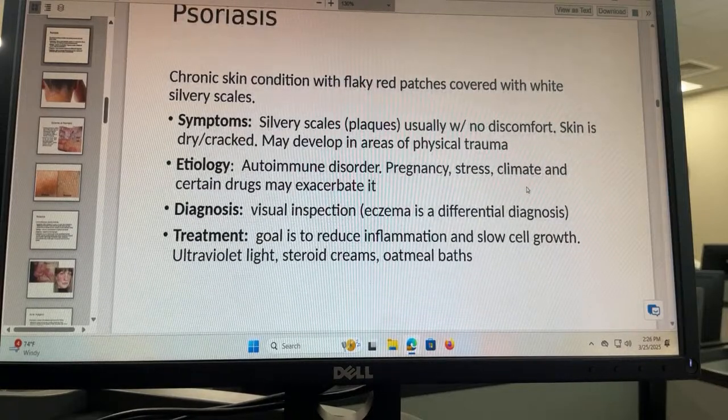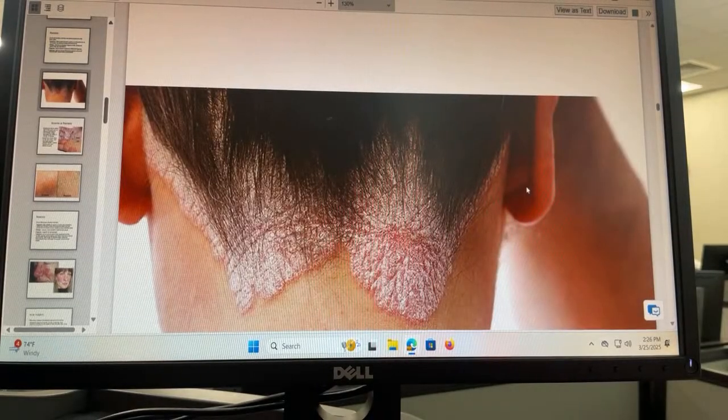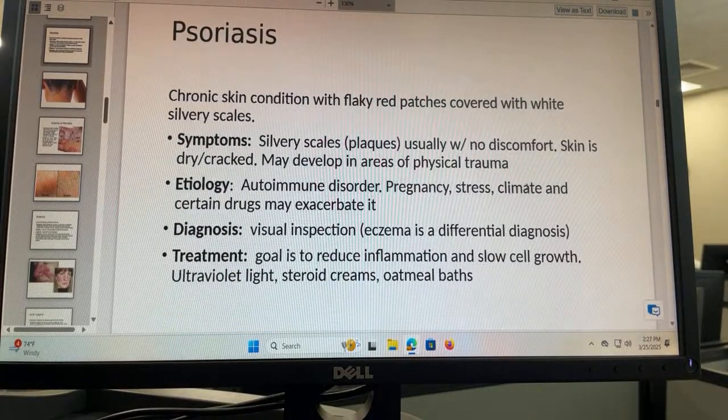And then for treatment, the goal, again, is just going to be to try to reduce the inflammation and slow down the cell growth. These plaques are like an overgrowth of cells. So if you can slow down the rate at which the cells are growing, it'll help prevent some of the psoriasis. Ultraviolet light actually can be used as well to help treat psoriasis. I'm not really sure what the pathophysiology is behind that, but it helps to reduce psoriasis symptoms.